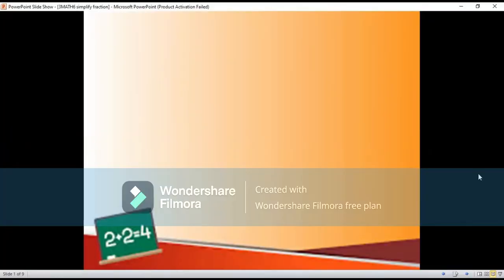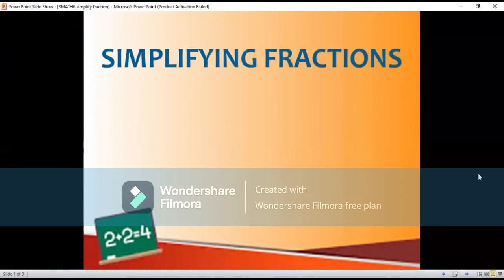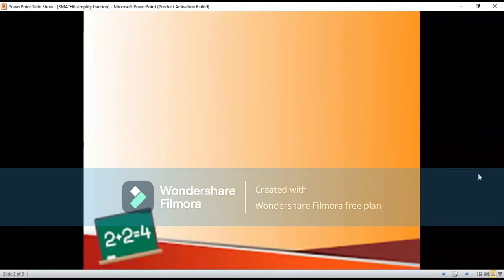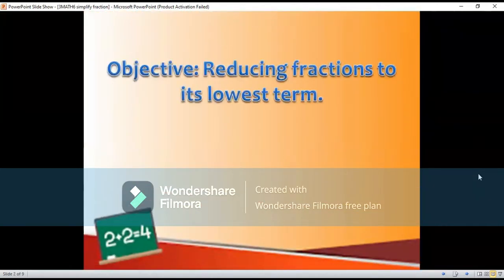Good morning, learners. Today we're going to discuss simplifying fractions in Pinadali. But before we proceed, let us read first our objective. So our objective for today is reducing fractions to its lowest term.